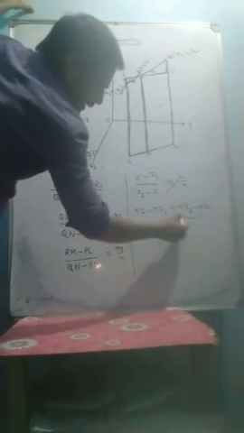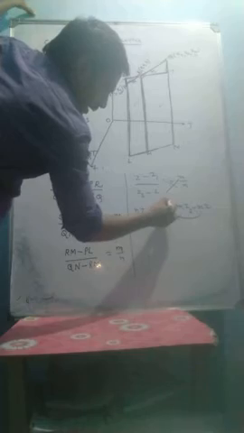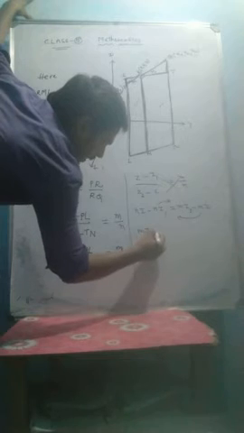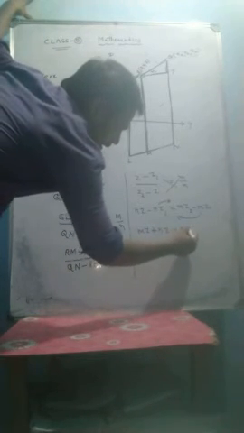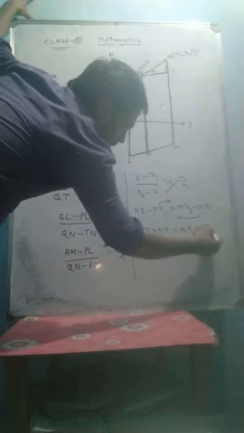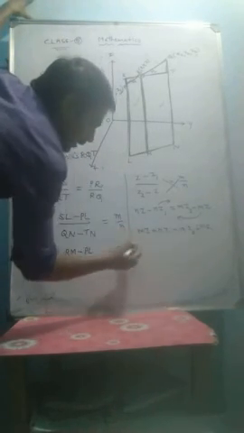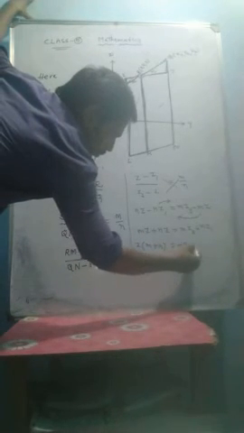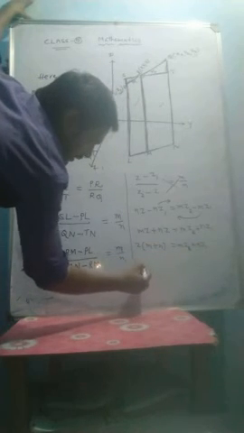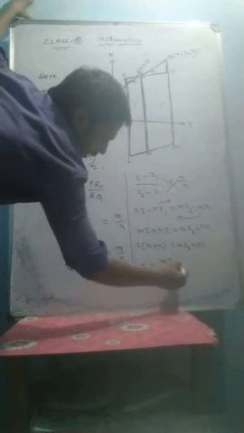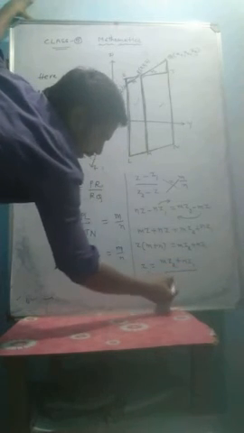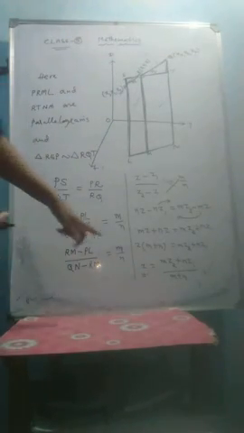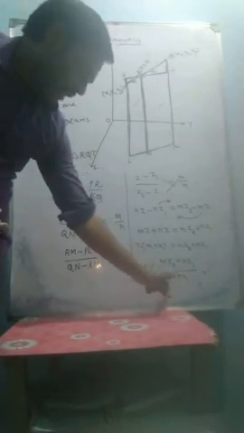Now send minus MZ inside and take minus NZ1 to the right hand side. Then it will become MZ plus NZ, that is equal to MZ2 plus NZ1. Now common Z, if you take Z common, Z into M plus N is equal to MZ2 plus NZ1. Next, Z is equal to MZ2 plus NZ1 by M plus N. That means the Z coordinate value is MZ2 plus NZ1 by M plus N.